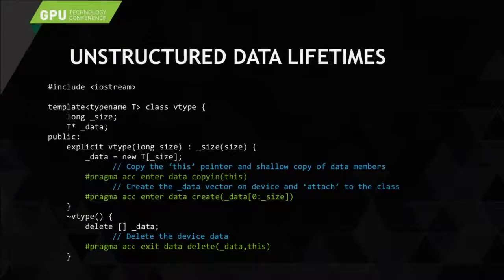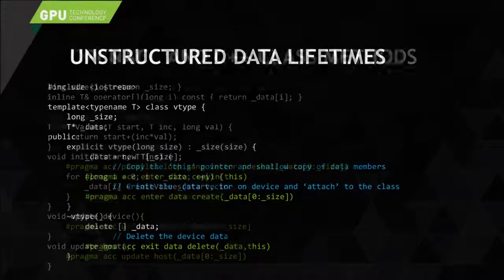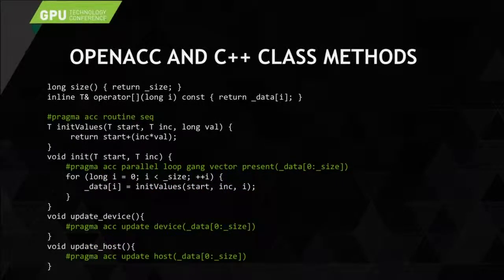And then down here in the destructor, you actually use the exit data. So you do enter data. That's your unstructured data regions, or unstructured data lifetimes. And then you would actually delete it here down in the destructor. Now, within your class itself, you're going to have methods.